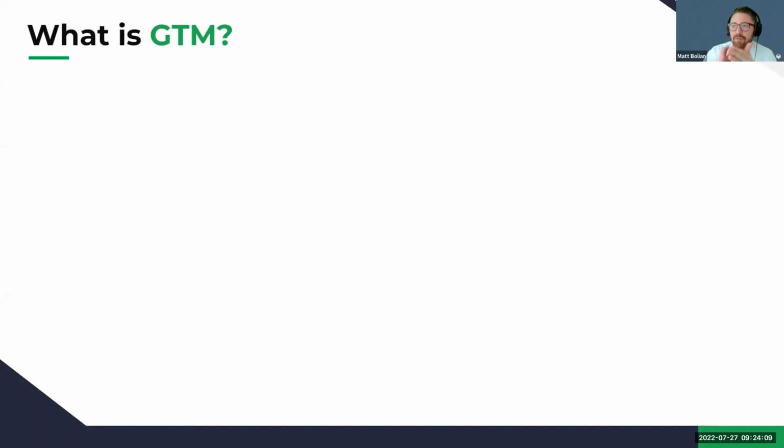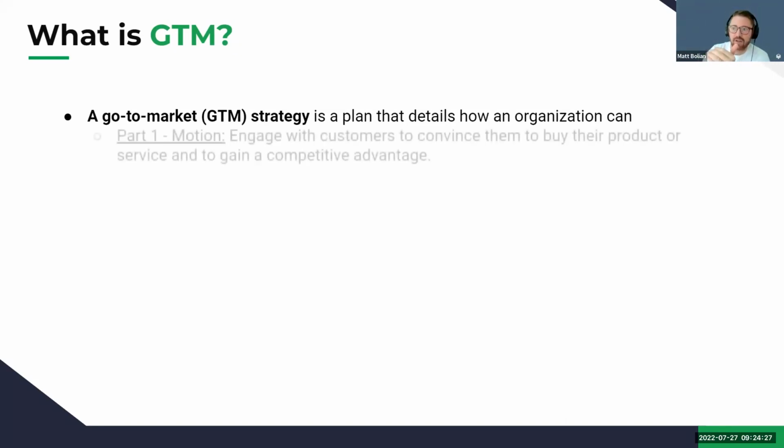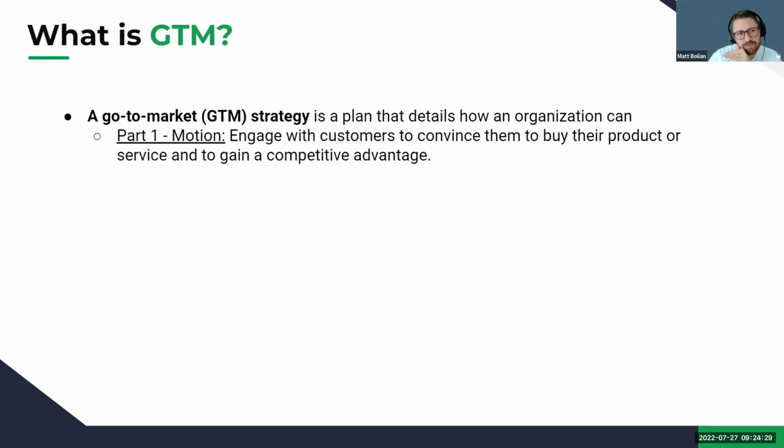But let's put this down so we can make this practical. How do we, as revenue professionals, interact with this go-to-market strategy in a way where we are translating it into business objectives and business terms that help us? So we say it is a plan on how your organization. We're going to break it up into 2 parts. Part 1 is the motion. So it's how do you engage with your end customers to convince them to buy your products and to gain a competitive advantage.